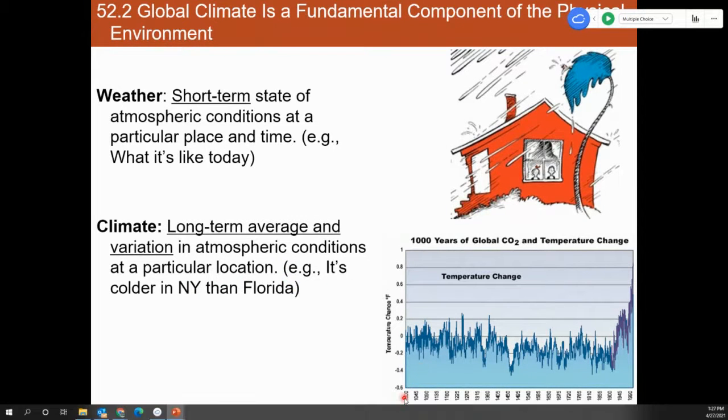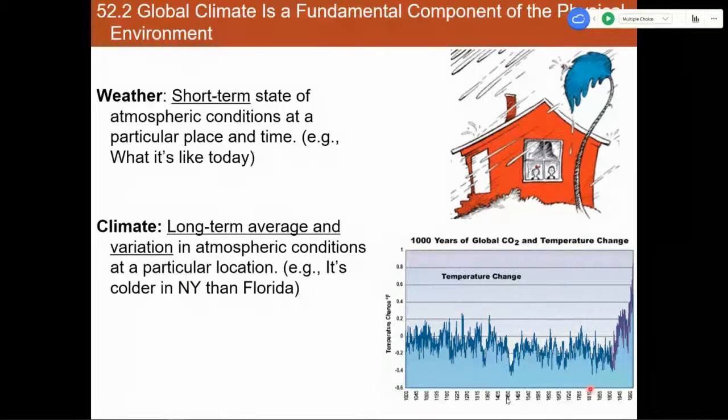So for example, this graph here shows a span over 1,000 years or something, whatever it is. So yeah, 1,000 years of global carbon dioxide and temperature change, okay? So this is showing the average temperatures, how they've changed in different time periods, for example, and there is variation around it as well. So that variation is part of the description or definition of the climate of a different area.